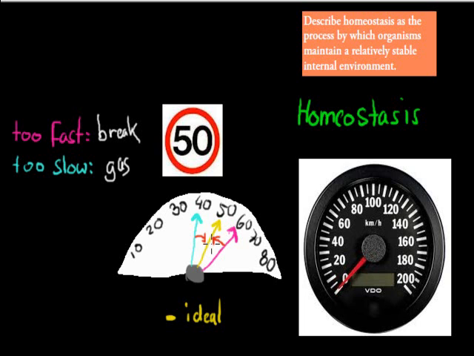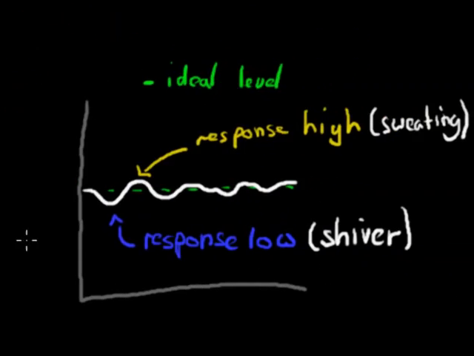So we don't have brake or gas in our body, but we have different mechanisms. For example, this graph here shows shivering. Again, you can imagine this green line to be the ideal level for body temperature. So that might be 37 degrees Celsius. But our body will try to keep that, but it'll always go a bit above or a bit below.